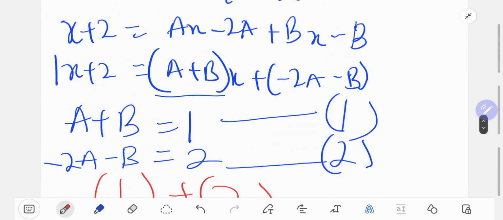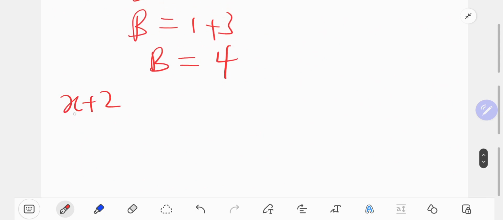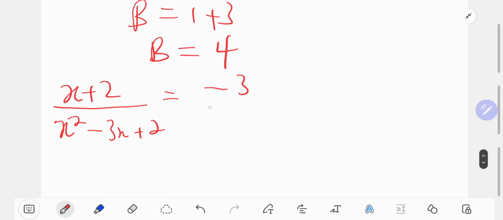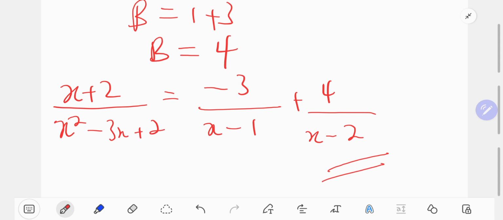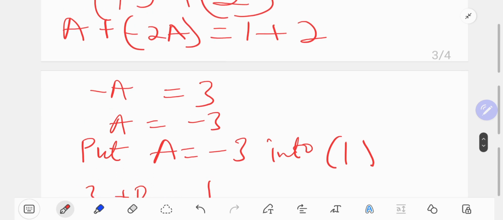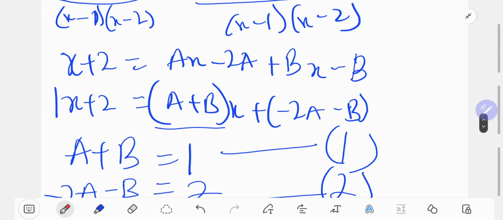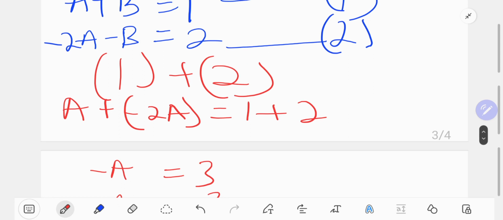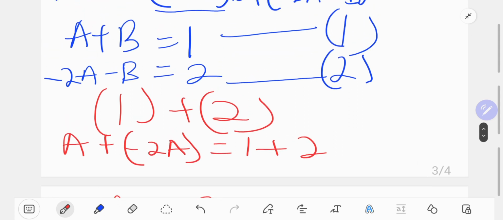So that means our fraction in terms of partial fractions is going to be, so we have x plus 2, we always use the original question, equal to negative 3 on x minus 1 plus 4 on x minus 2, and this is going to be our final answer. All right, so that's how we go about with the linear factors. So you just have to, if it's given in a quadratic form, check to see whether you can factorize it, before you come to a conclusion that it's a quadratic factor or not.